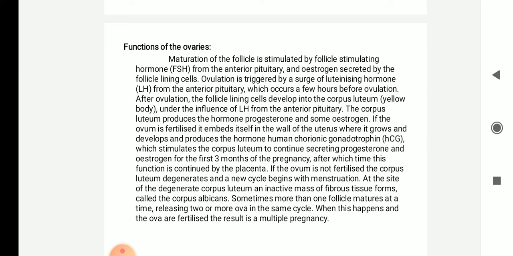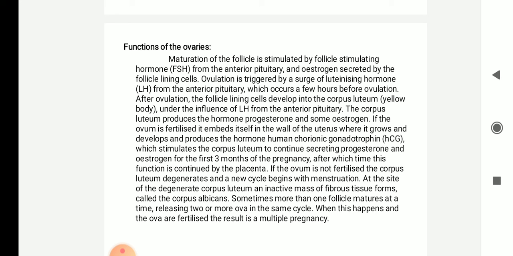Okay, so just to be clear. After the release of the ovum, the follicle will be turned into what is called the corpus luteum. This corpus luteum will start to secrete the hormones progesterone and estrogen. If the ovum is fertilized, it will go and embed in the uterus, and this will stimulate the corpus luteum to keep secreting progesterone and estrogen for the first 3 months of the pregnancy.